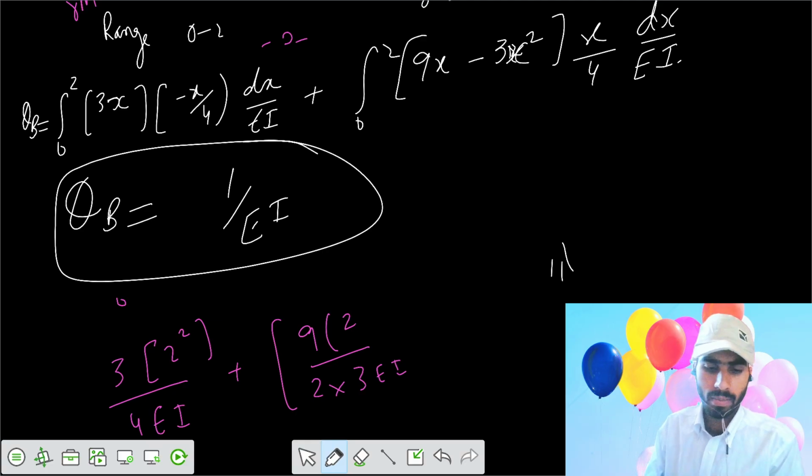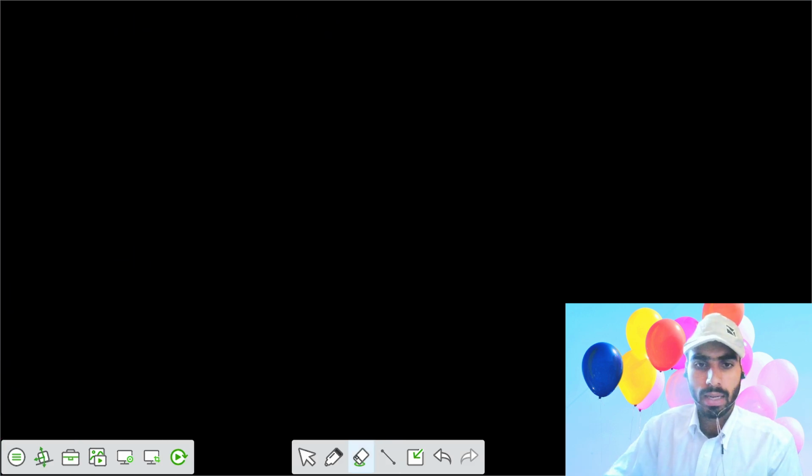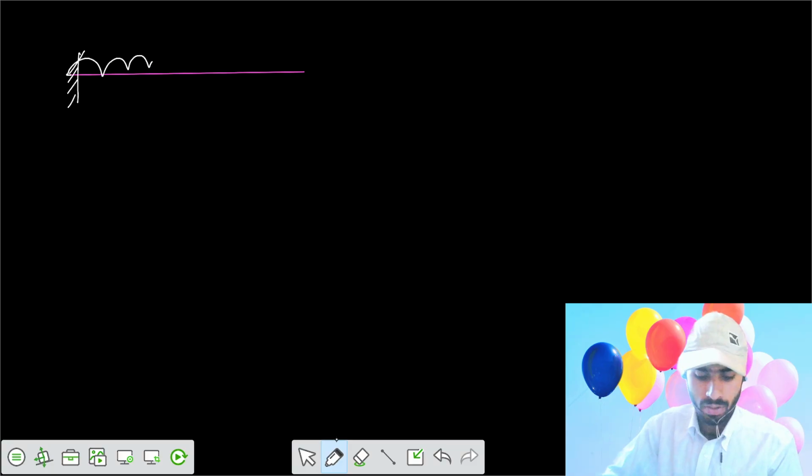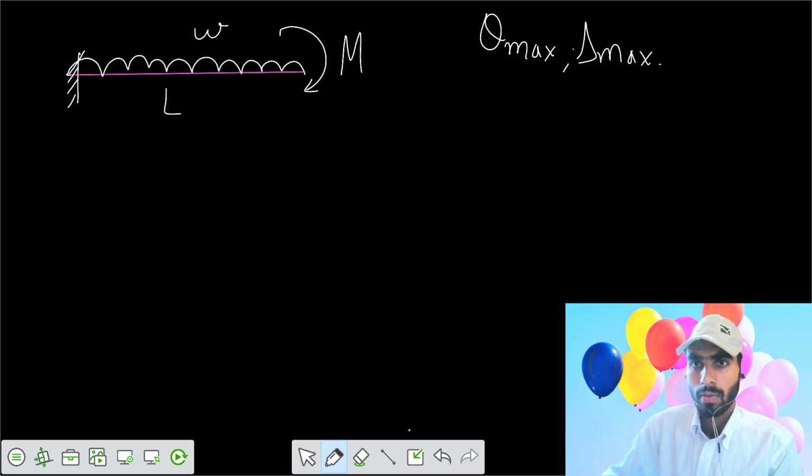Now on a similar basis, we can have one more problem. Say this is that you got a cantilever beam subjected to UDL of W for the entire span L, and you are applied a concentrated moment also M, and you need to get the value of theta max and delta max. For delta max and theta max, we know that these would be at the location of free end. At the free end, the theta max would be there and delta max is there.